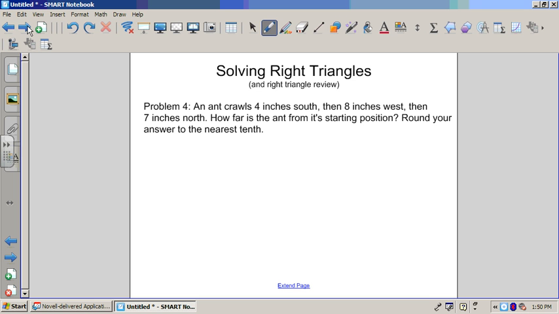Problem 4. Pause your video and try it now. Okay, an ant crawls 4 inches. Let me put my ant here. Pretend I drew an ant. Now he looks just exactly like an ant, doesn't he? Here we go. He's going to go 4 inches south, and then he's going to go 8 inches west, and then he's going to go 7 inches north. How far is he from the starting point?